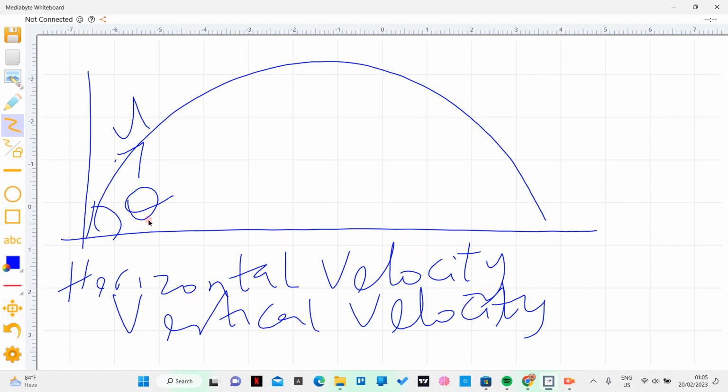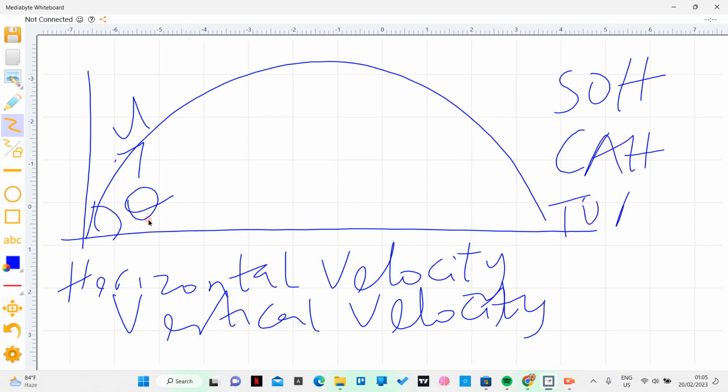You use your SOH CAH TOA, but in this case you mostly use SOH and CAH. Now you identify what your opposite is, you identify what your hypotenuse is, you identify what your adjacent is. So the best thing for you to do is complete this diagram so that you have a triangle. So let's complete this diagram. We have a triangle now. So let me extract that triangle out.